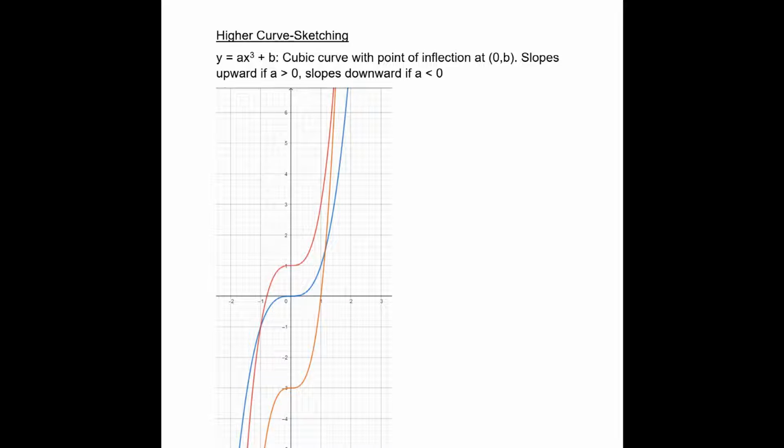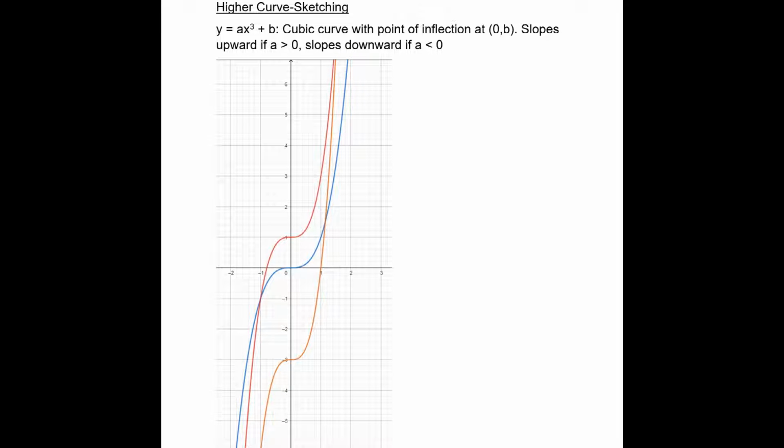In the higher tier exam, you might be expected to sketch some more difficult curves. For example, here's an example of a cubic curve. The reason it's called cubic is because it has an x cubed term in the equation. So y equals ax cubed plus b is going to be a cubic curve with a point of inflection at (0, b).